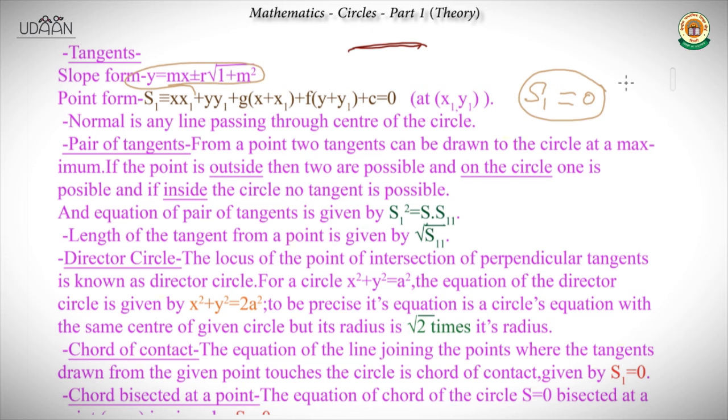To be precise, for any circle, the director circle is a circle with the same center as the given circle, but its radius is root 2 times the given circle's radius. So when you square that, it becomes 2a square.